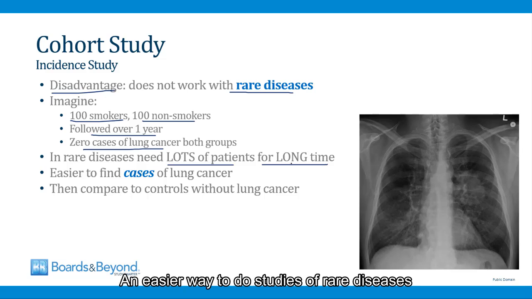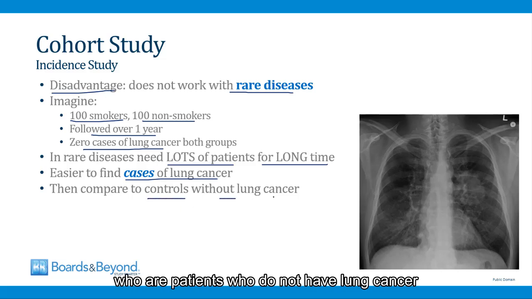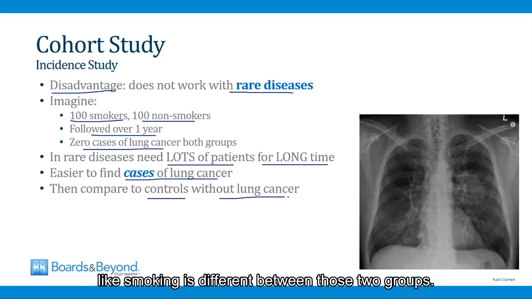An easier way to do studies of rare diseases is to find cases of the rare disease, for example, find cases of lung cancer, and then compare those cases to controls who are patients who do not have lung cancer and see whether the exposure to a risk factor like smoking is different between those two groups.